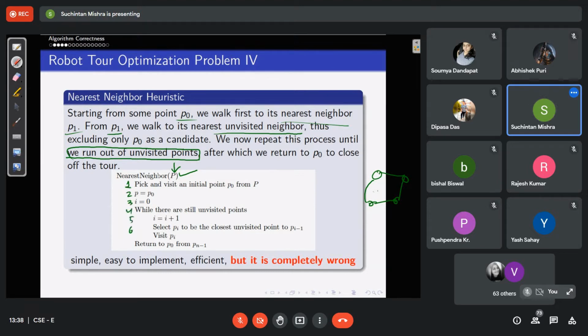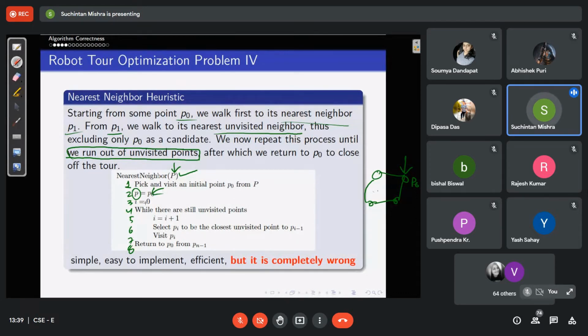Okay. Whenever an algorithm is given, try numbering it. So yes, pick and visit an initial point P0 from P. Pick any point as P0. Now, P is equal to P0 and I is equal to 0. So this P is our pointer for the point, and the initial point is P0.